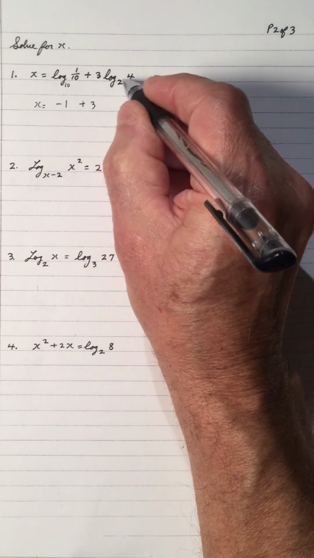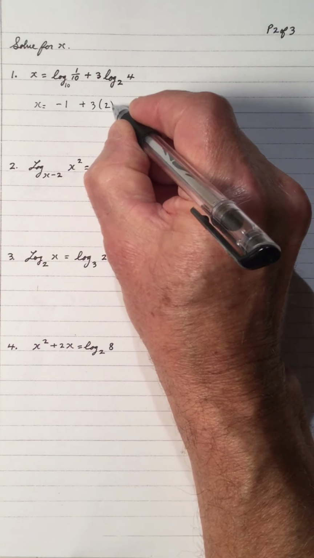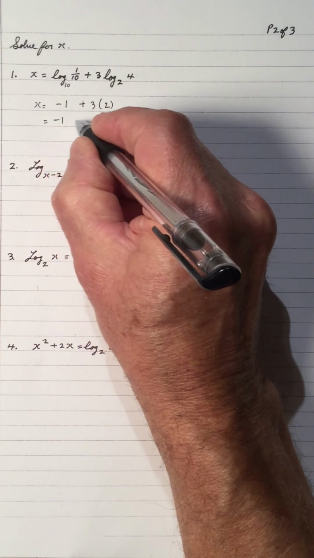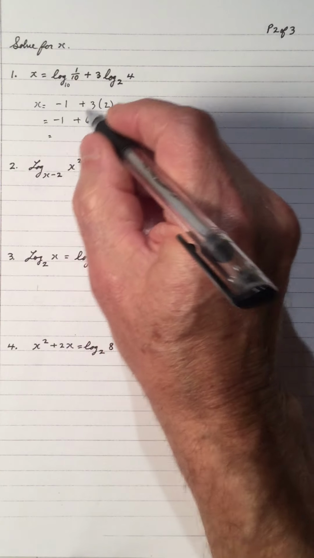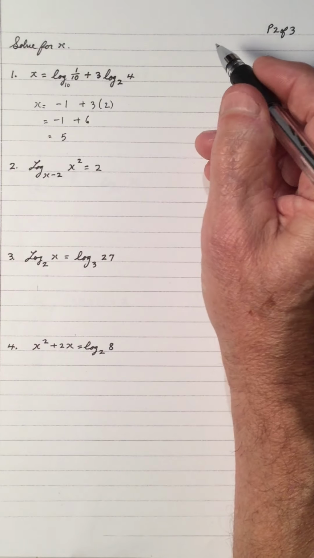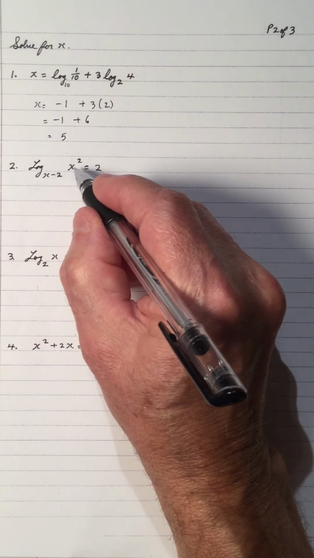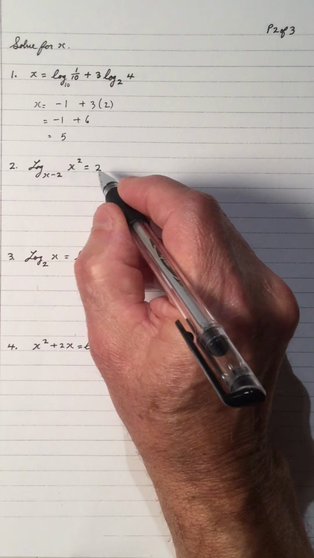What's the log of 4 base 2? What power of 2 gives you 4? The answer is 2. So that's -1 plus 6. We multiply before we add, and we get a 5. So x is 5. Number 2, the log of x squared when the base is x minus 2 equals 2.